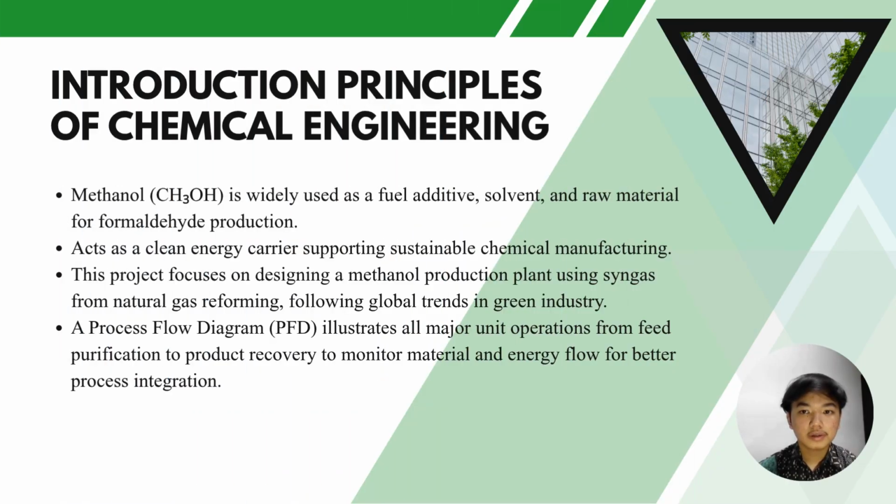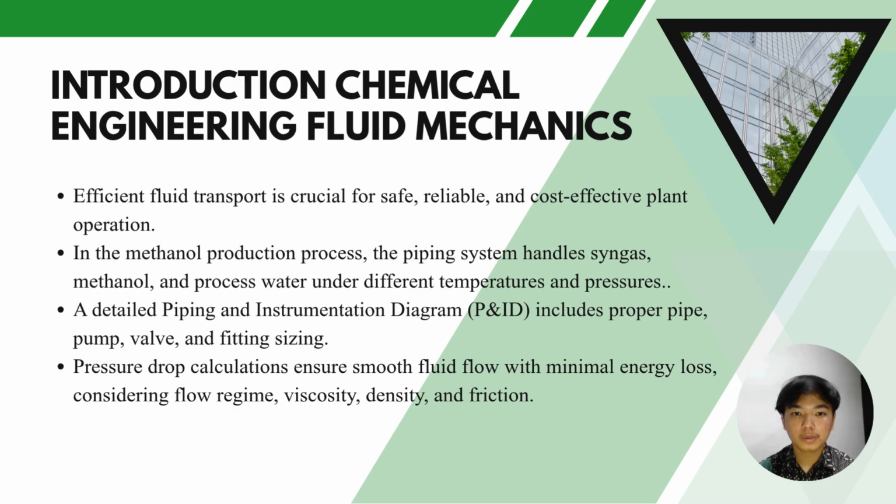So, for the introduction, principles of chemical engineering: methanol is widely used as a fuel additive, solvent, and raw material for formaldehyde production, and acts as a clean energy carrier supporting sustainable chemical manufacturing. This project focuses on designing a methanol production plant using syngas from natural gas reforming, following global trends in green industry. A process flow diagram illustrates all major unit operations from feed purification to product recovery to monitor material and energy flow for better process integration.